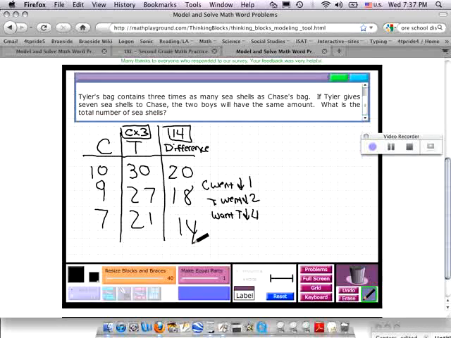Here's what I mean. Now you can think about it. If Tyler has 21 and he gives 7 away, he's going to go down to 14. Chase will go up from 7 to 14. So they would have the same amount. And so if they give 7 away, they wind up at the same. So what is the total number of seashells? 7 plus 21 would equal 28.